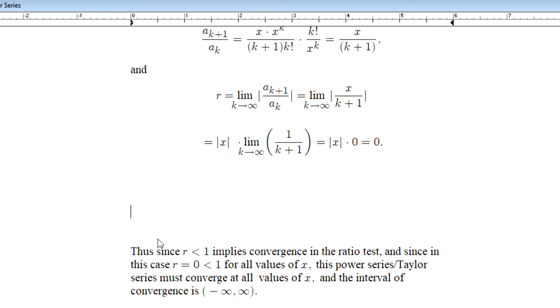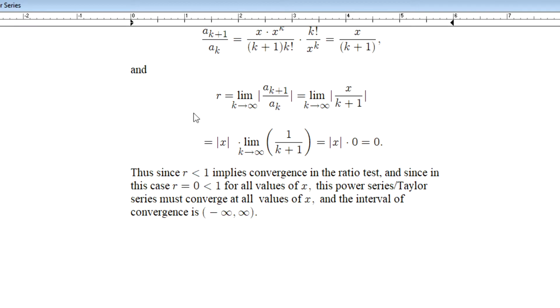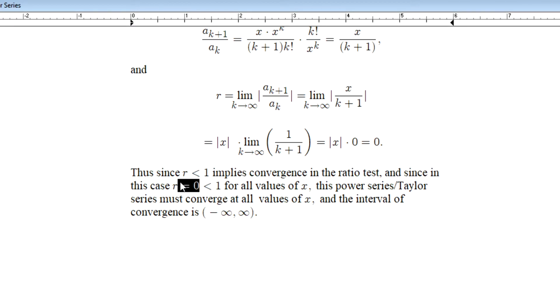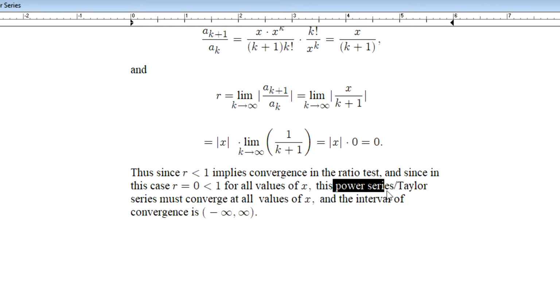Well, when this happens, that ends up implying, since r is equal to 0, which is less than 1 for all values of x, and r less than 1 implies convergence in the ratio test, what we can conclude is this power series, or this Taylor series, must converge for all values of x in this interval of convergence from negative to positive infinity.